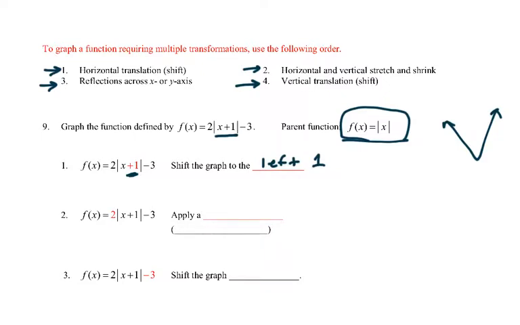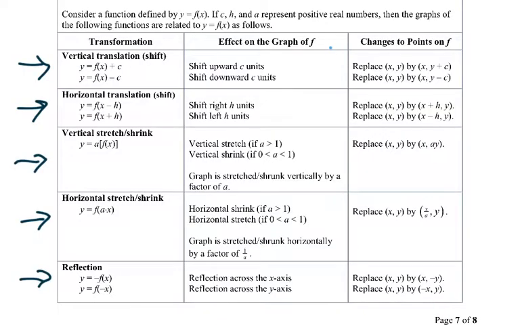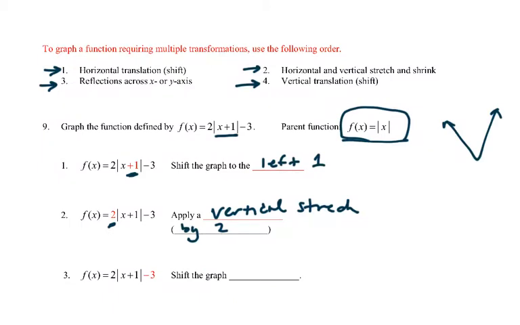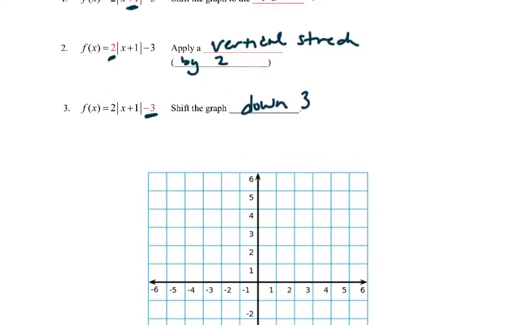Okay. Then we have on the outside of the absolute value the number 2. So this is going to be a vertical stretch by a factor of 2. Because remember, for the vertical stretches, it's a stretch if the A is greater than 1. Then lastly, we would shift the graph down by 3. That's our vertical shift. All right, let's graph it.